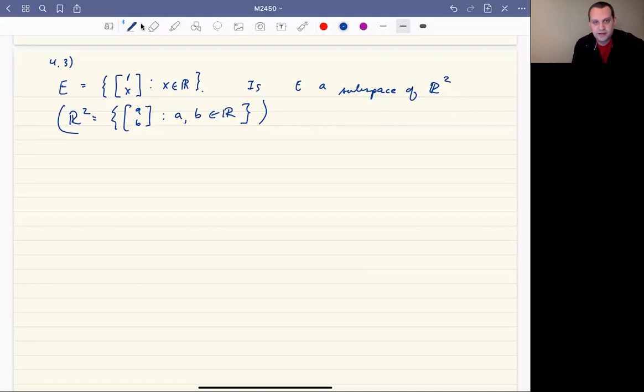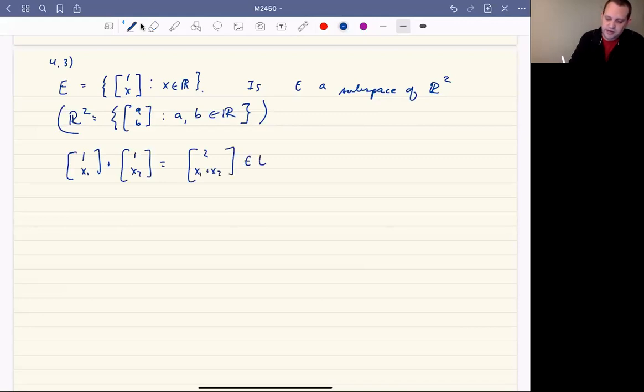Well, right off the bat, the answer is no. You can check that it fails the subspace test. You can really just take, say, (1, x1) plus (1, x2). And what you get is not 1 plus anything, it's 2 plus something. So that means that this is not in E. So that means that the subset is not closed under addition.